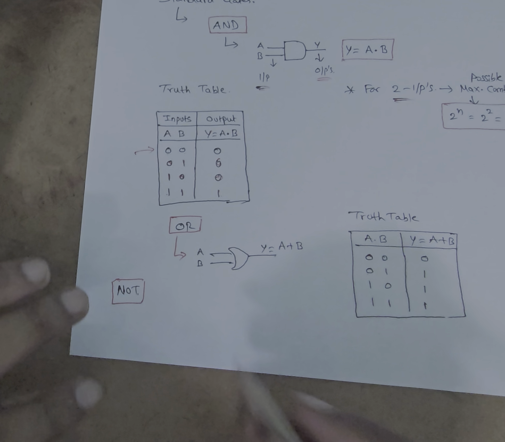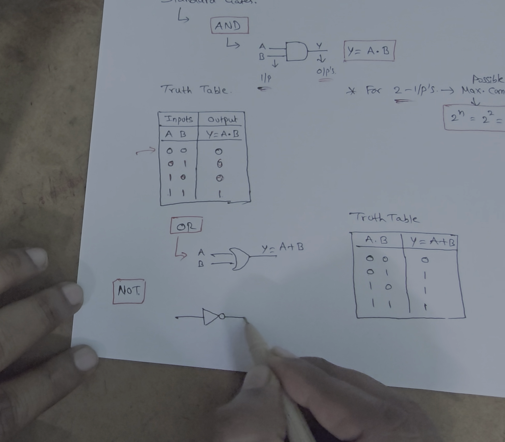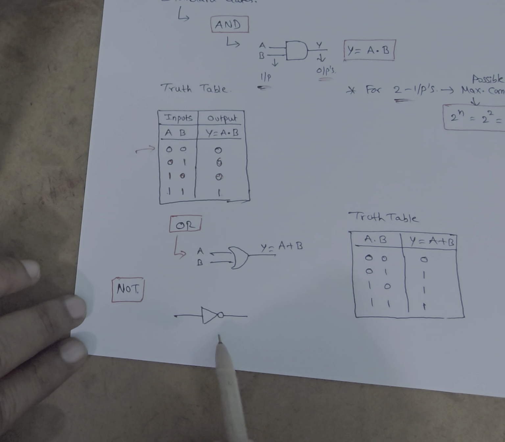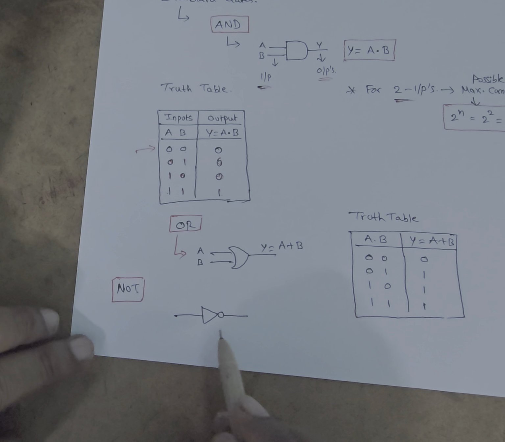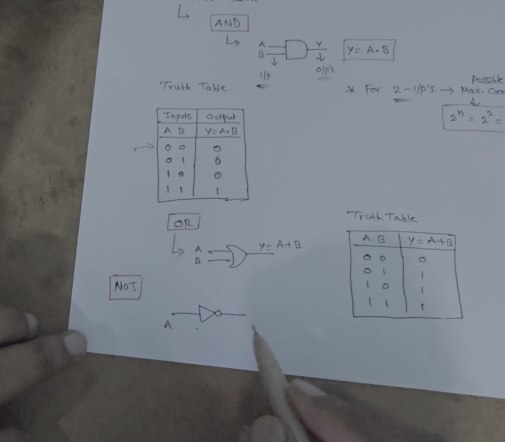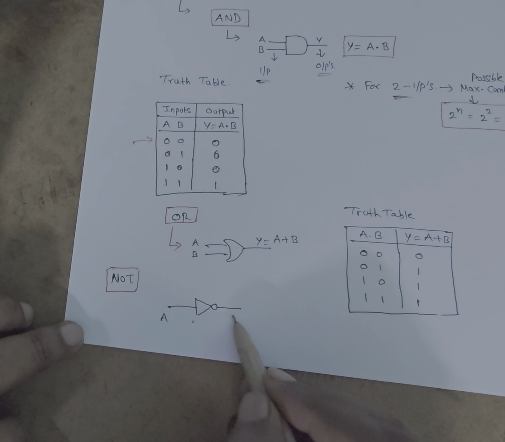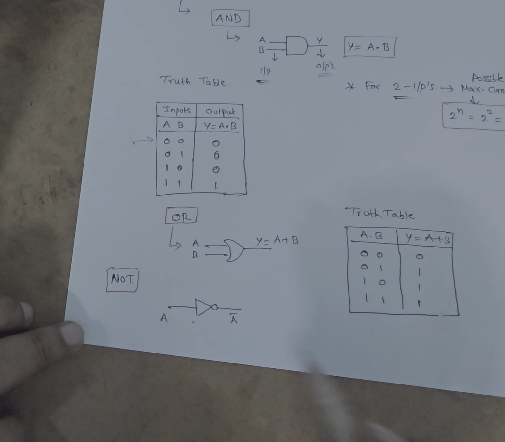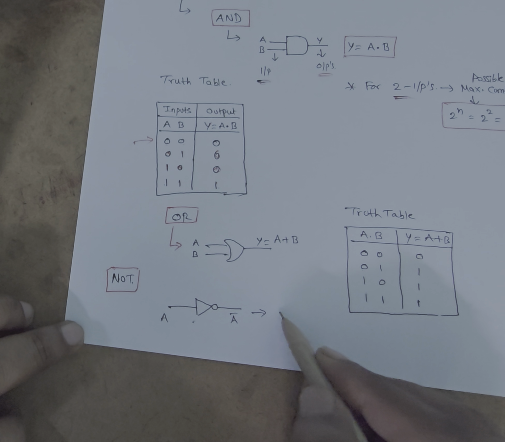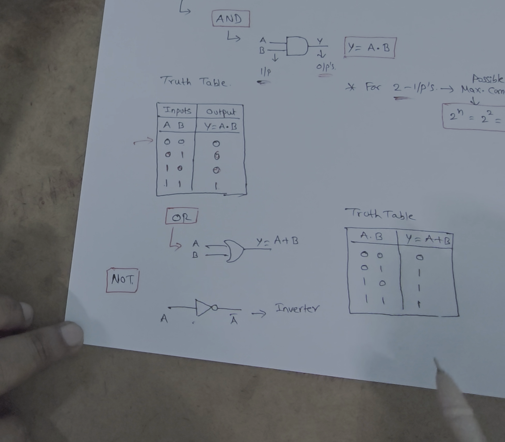Coming to the logic diagram, the representation is a small triangle with a bubble. Most of the students forget this bubble, but this bubble is very important. Without the bubble, we call it a buffer. This has only one input. If you give input A, the output we get is A bar, that is the complement of the input. That is the reason we call it another name, inverter. NOT gate, another name is inverter.